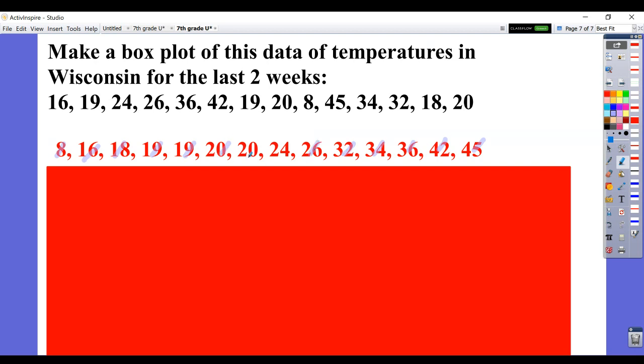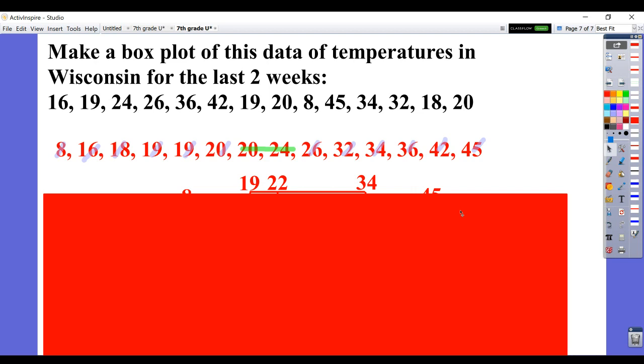And when we do that, we find that the median is between 20 and 24. So the median would be 22. That's halfway between them. Okay.